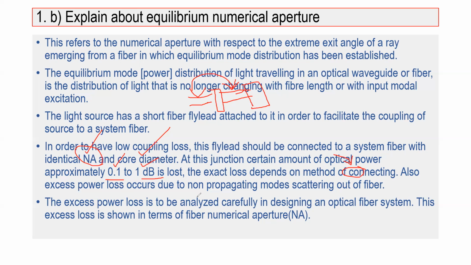Also, excess power loss occurs due to non-propagating mode scattering out of the fiber. And there are other losses which are due to scattering of light out of the fiber. The excess power loss is to be analyzed carefully in designing an optical fiber system. This excess loss is shown in terms of fiber numerical aperture. So if there is excess loss, that is light which is being lost in this, it should also be analyzed.